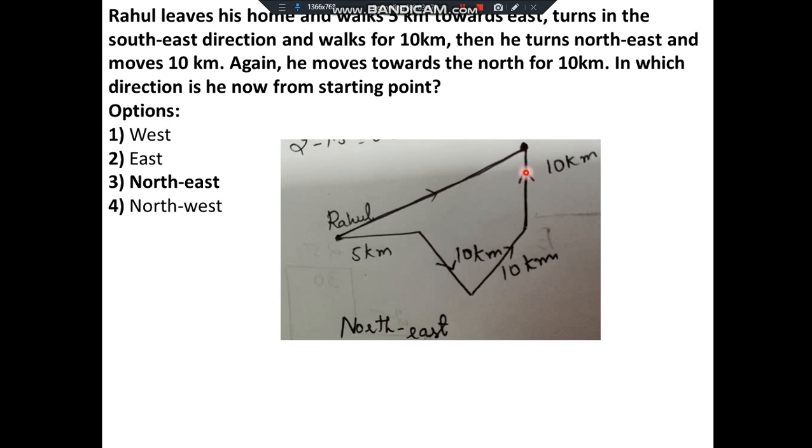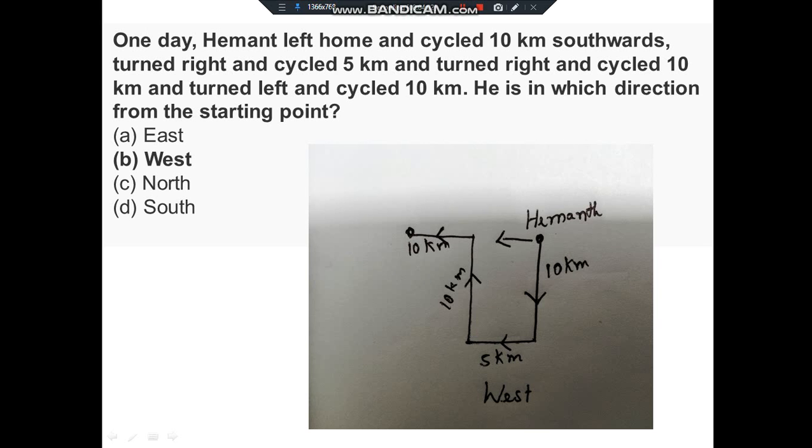In which direction is he from the starting point? See, starting point is there, A to the ending point is 10 kilometers. From there, which is the direction? It is nothing but northeast direction. So the option is option 3. We'll go with the next question.